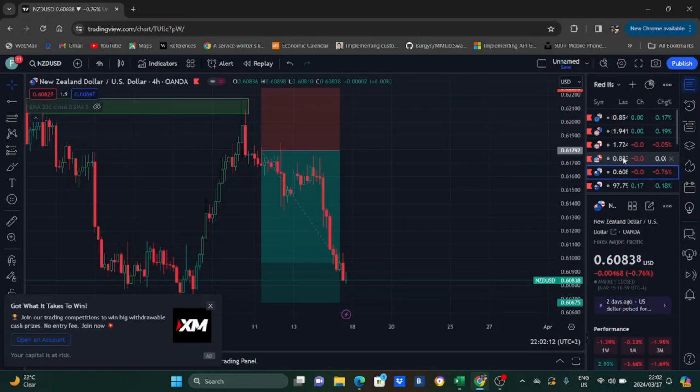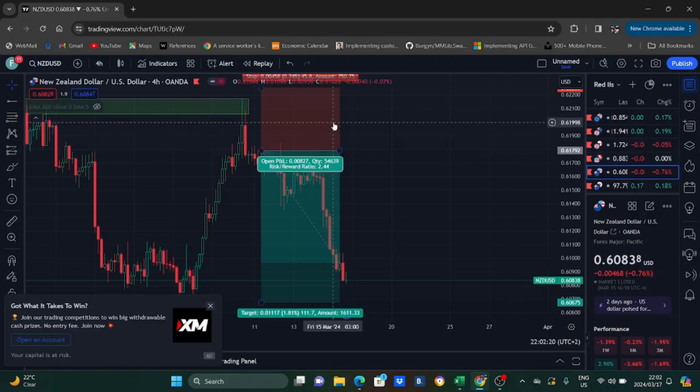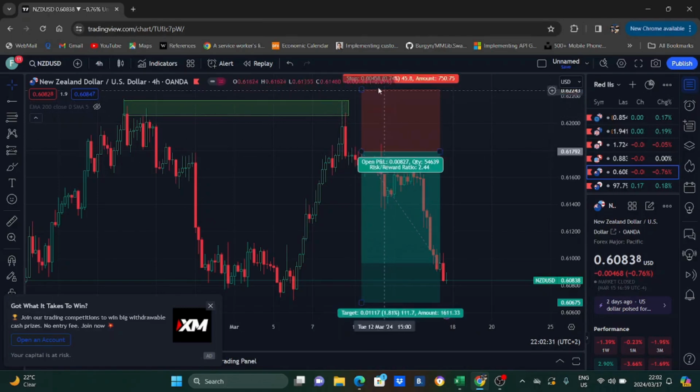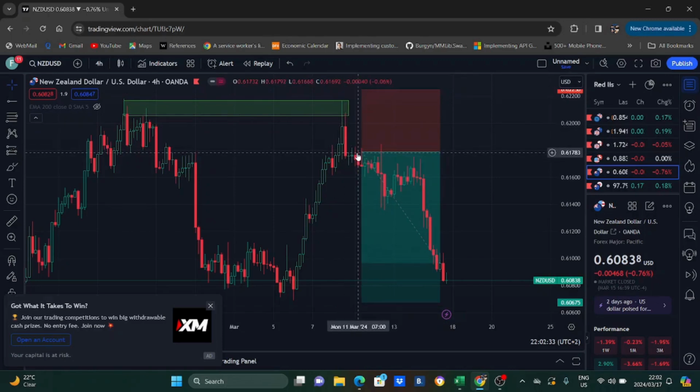NZDUSD. Disappointingly, this one I've entered manually. This is when I broke my rules. I saw this one late, right? Look at this. This was supposed to be a trigger out here. I saw this one a bit late, and I was like, you know what? This is a trade. So that's why I've entered here, right? That's why my entry was a bit late.